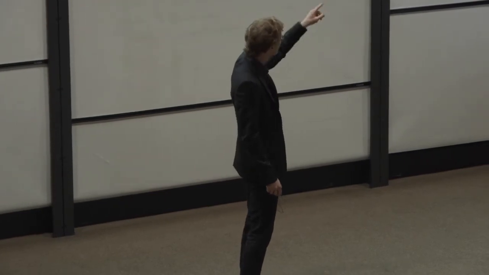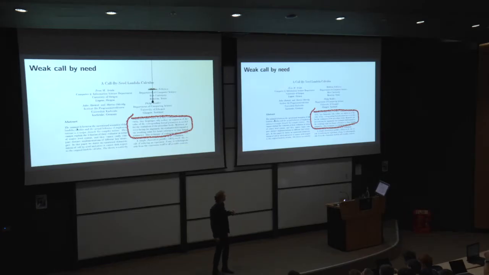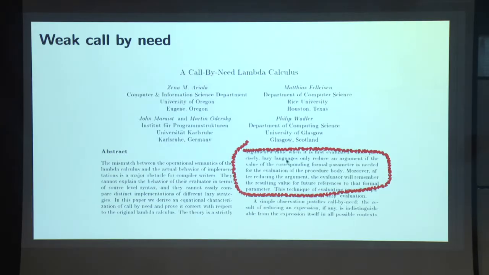And the nice thing is that this beginning of the first page contains the two main ideas of call by need, with which we'll start. First idea is that in lazy evaluation or in call by need, we only reduce an argument if the value of the corresponding formal parameter is needed for the evaluation of the body of the procedure. And the second part is memoization: after reducing the argument, the evaluator will remember the resulting value for future references.